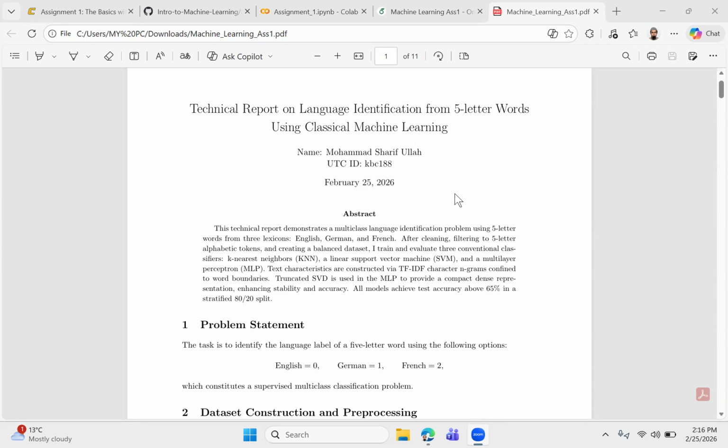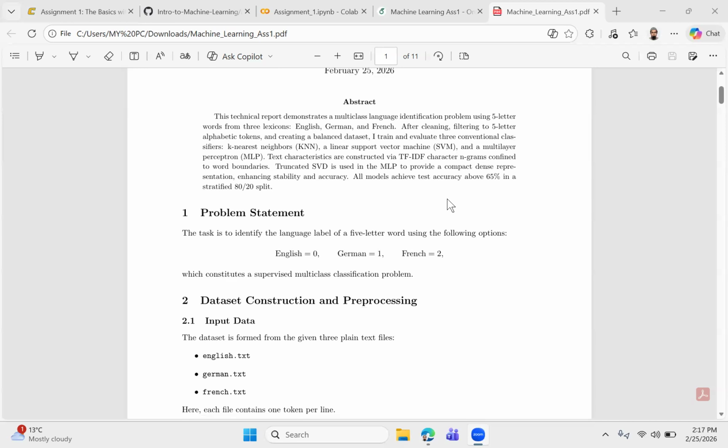After cleaning, filtering to 5-letter alphabetic tokens and creating a balanced dataset, I train and evaluate three conventional classifiers: k-nearest neighbors, KNN, a linear support vector machine, SVM, and the multi-layer perceptron, MLP. The assignment requirement is that we use English, German, and another language of our choice. So I chose English, German, and French.